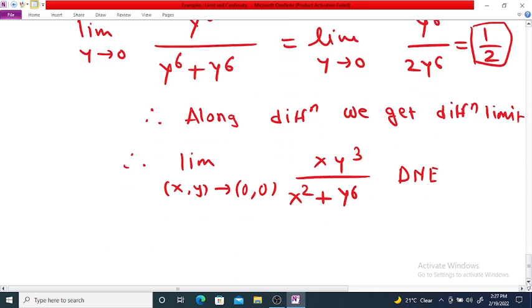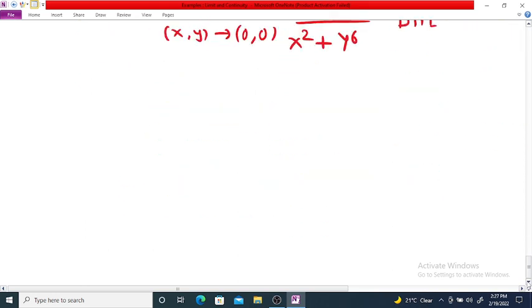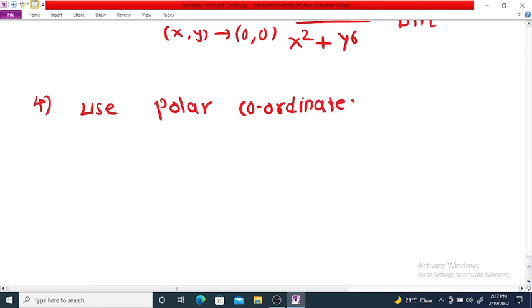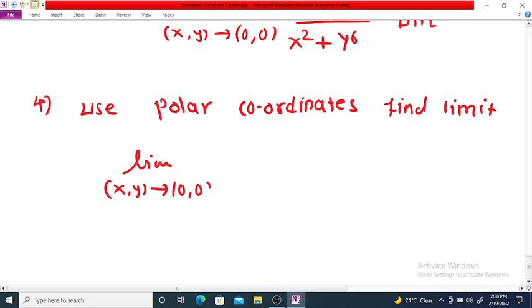Next example, using polar coordinates. Example number 4. Use polar coordinates to find the limit. Find the limit as (x, y) tends to (0, 0) of x cube minus xy square divided by x square plus y square.